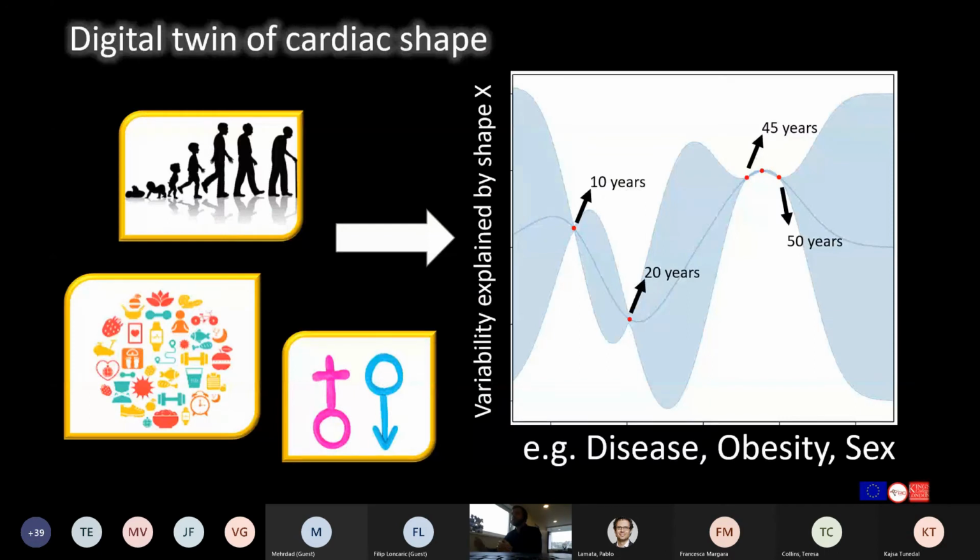And by playing further with these concepts, we are currently trying to find patterns of cardiac remodeling throughout the person's life and try to find some deviations from the natural healthy development of the heart. And with this, we want to make this step further towards the usage of computational cardiac shape when building the digital twin.